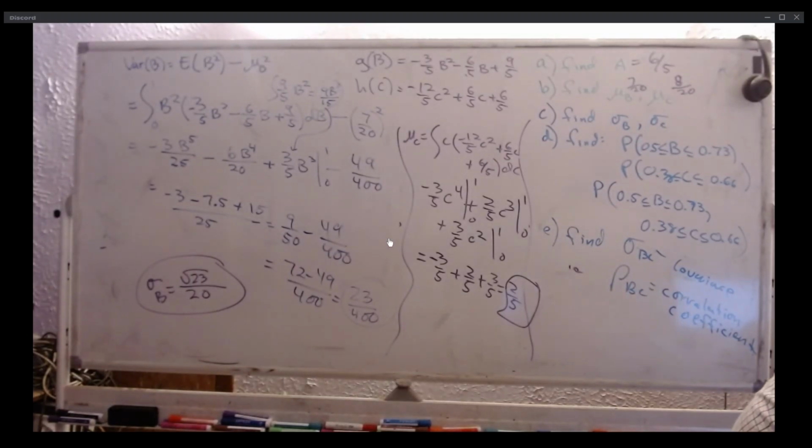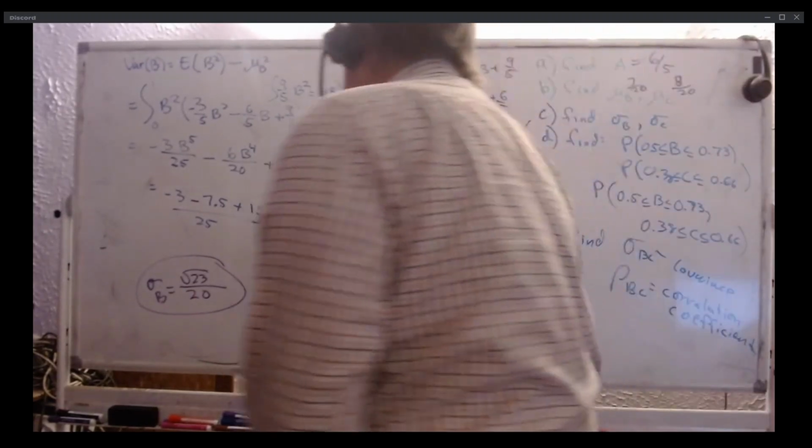Didn't we leave off needing to find the covariance, sigma xy, yes, no? I think we solved for sigma B, but we didn't get to sigma C. Oh, we didn't. My bad. We found sigma B. You're right.